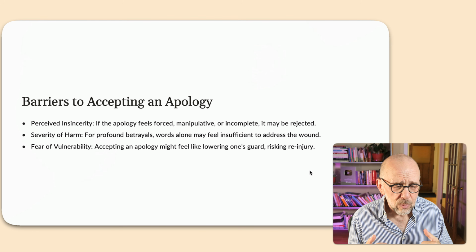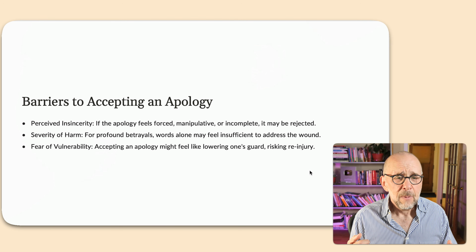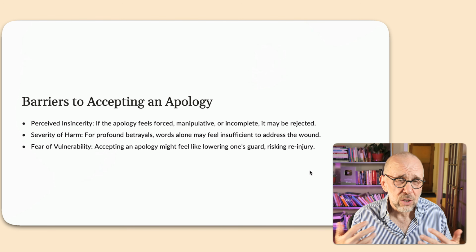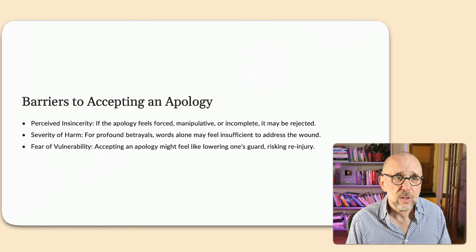Accepting an apology requires a certain amount of vulnerability. We have to let the person speak to us. We have to talk to them. And we may just not trust them enough to enter into a vulnerable relationship with them at all. We may not want to even see them or speak to them. And so they're not going to be able to accept an apology under those circumstances.